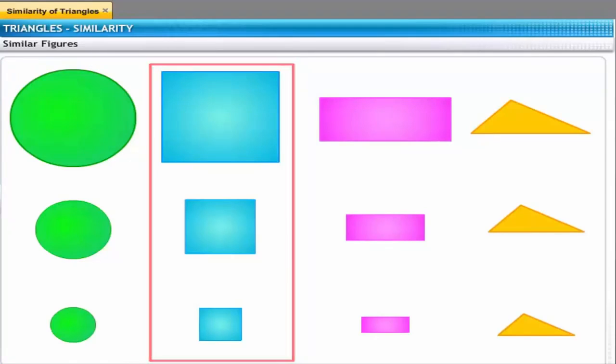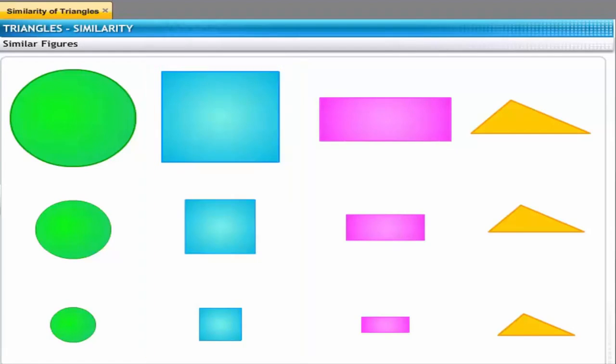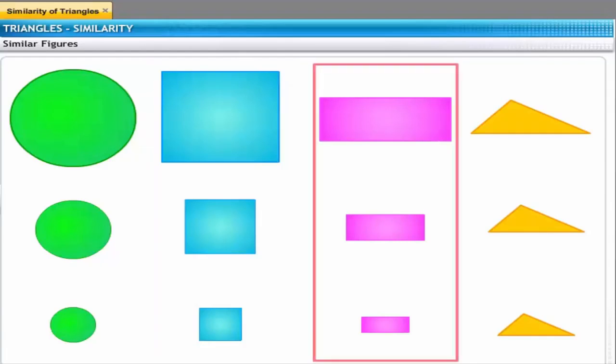All squares are similar to each other as their angles are equal and their corresponding sides are proportional. Using the same logic, all rectangles are similar as the angles are equal and two pairs of corresponding sides are proportional.